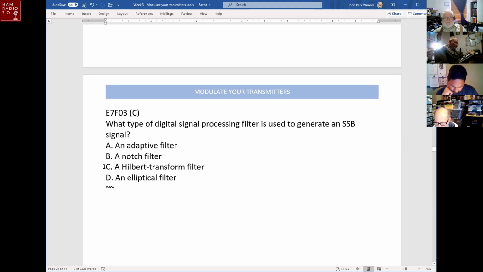This is one you just have to remember. And I guess the word transform is that. A notch filter just notches out a very narrow band of frequencies. It's used in receiving to get rid of carriers that are interfering, and an elliptical filter is a type of filter, but it's this C, Hilbert transform filter, that is the answer.